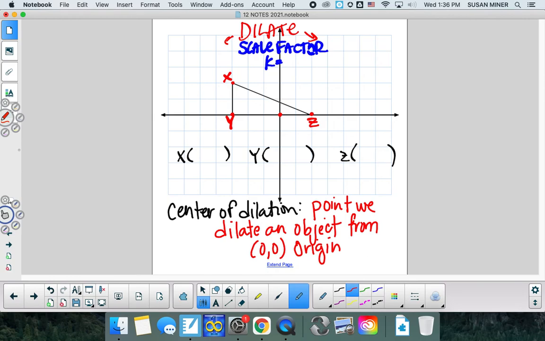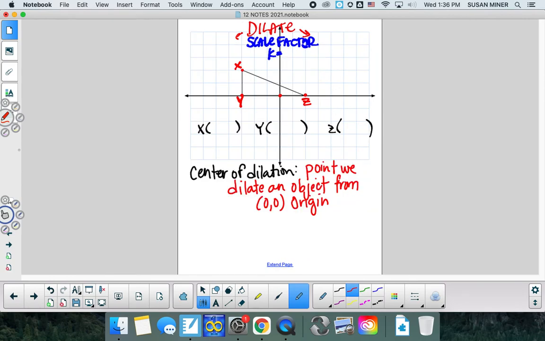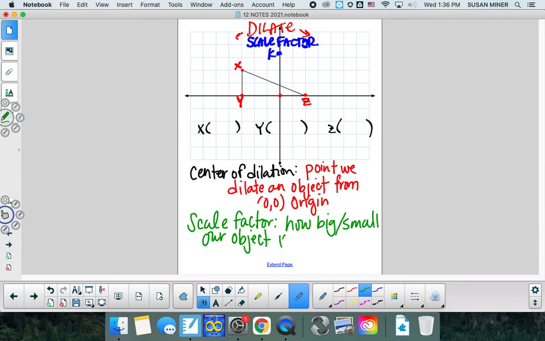Okay, the other vocabulary piece that you need to know is, what is a scale factor? And we've talked about scale just a little bit as we've been graphing, but a scale factor tells us how big or how small we are going to make our object. It tells us how much we're going to dilate our object, either how much bigger or how much smaller.